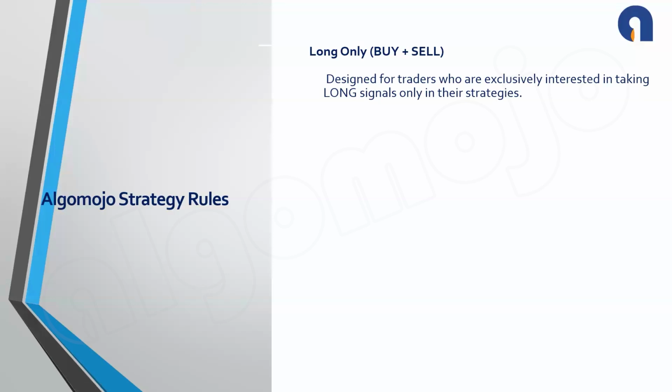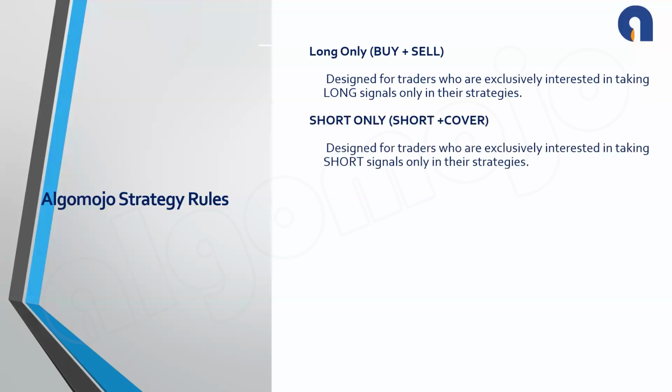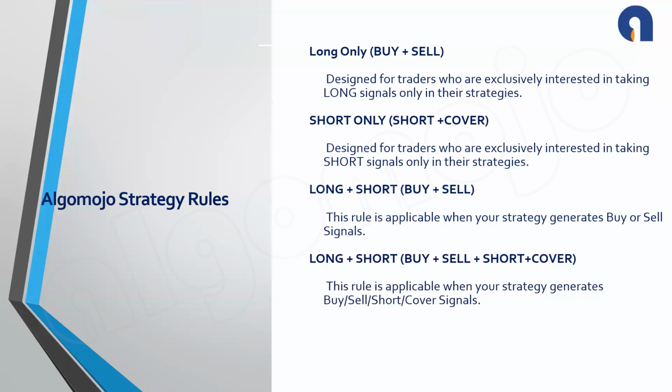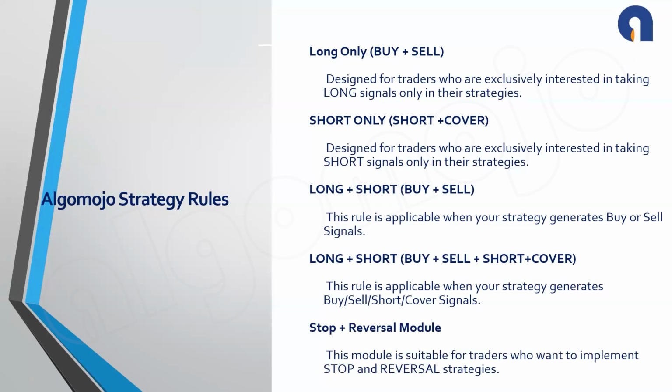So the rules are five of them: long only, short only. If you want to trade only long signals, use the long only. If you want to trade only the short signals, use the short only. If you want to trade both of them, then use long plus short. This is for using in Amibroker, which gives you buy, sell, short cover, and stop and reverses. You want to reverse the trade from long to short or short to long. This is the rule to be used as such.